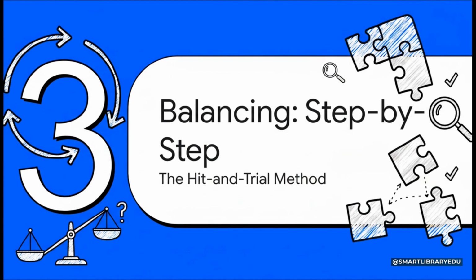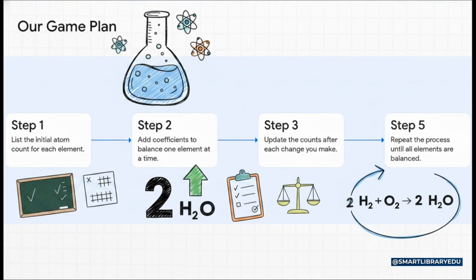We're going to use what's called the hit and trial method. Now, that might sound like we're just guessing, but it's not random at all. It's actually a really methodical way of adjusting and checking until the whole puzzle clicks into place. Here's our 4-step strategy. First, we'll list out all the atoms to see where we stand. Then, we'll start adding coefficients. Those are the big numbers we can put in front to balance things out, one element at a time. After every change, we update our counts. And we just keep repeating that loop until everything is perfectly matched up.